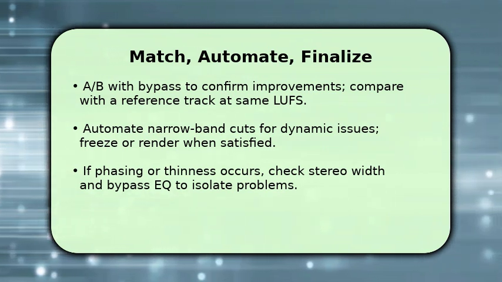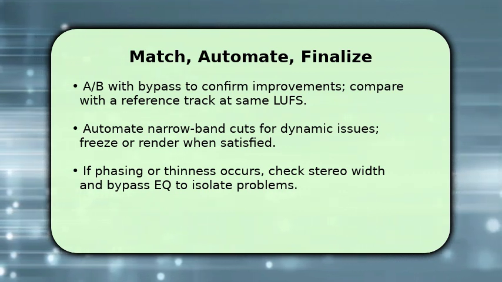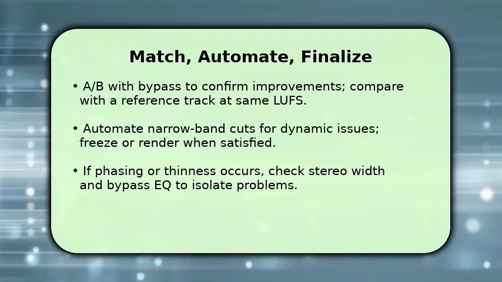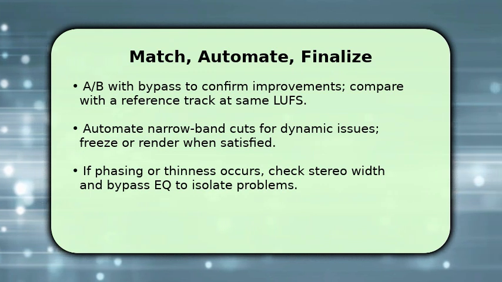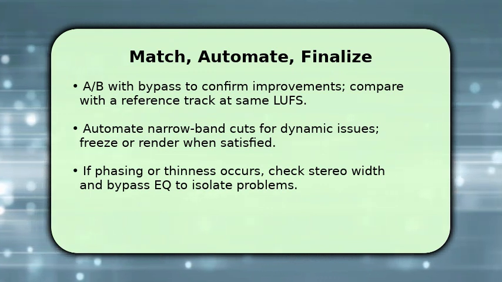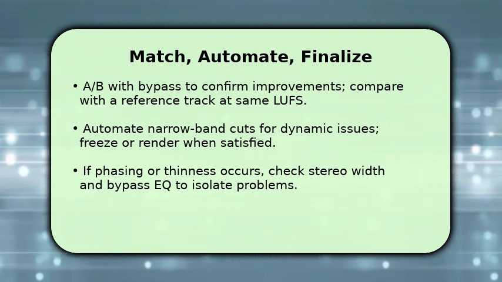If issues vary over time, automate band gains or use dynamic EQ. Once stable, render or freeze the track to save CPU. If you hear phase smear or thinness, bypass to check, toggle stereo separation, and undo the most aggressive cuts. That troubleshooting step solves most problems.